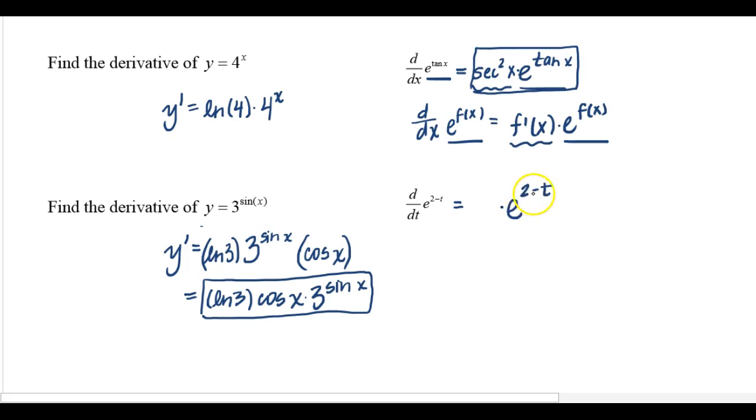So the derivative of 2 minus t, well, the derivative of 2 is 0, and the derivative of minus t with respect to t is negative 1. And so I will rewrite this as negative e to the 2 minus t. So this is my derivative.